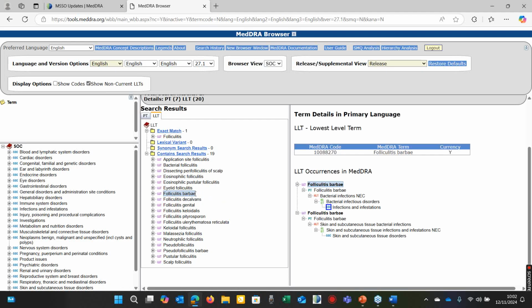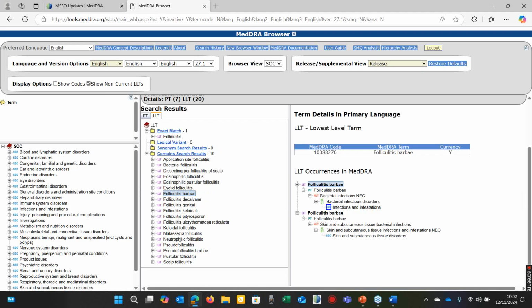So that makes me think barber, beard, barber, maybe that's worth looking up. And when I see the placement of this, it's folliculitis. MedDRA puts all the itis terms, inflammations and infections. It always assumes worst case scenario and groups them under the infection SOC. So folliculitis barbae goes under the bacterial infections, but is that what we want?